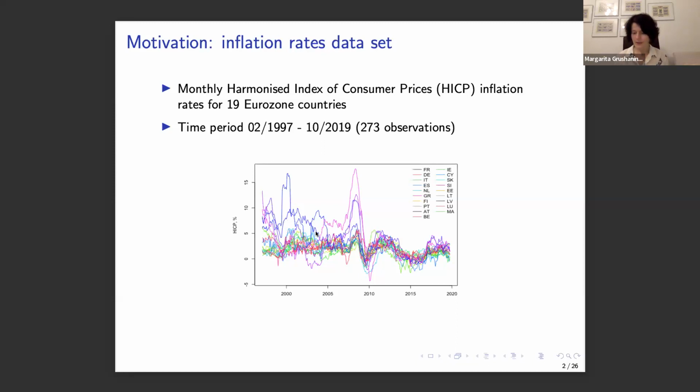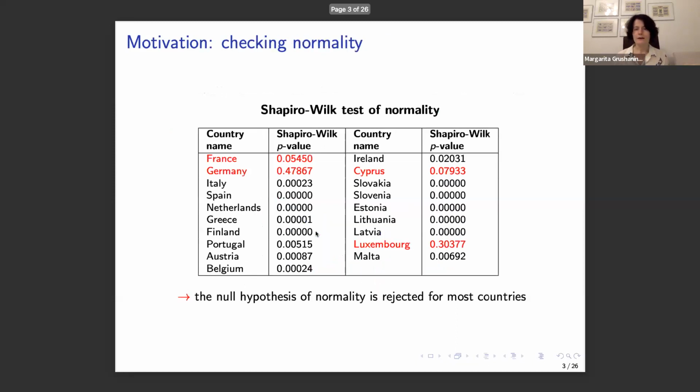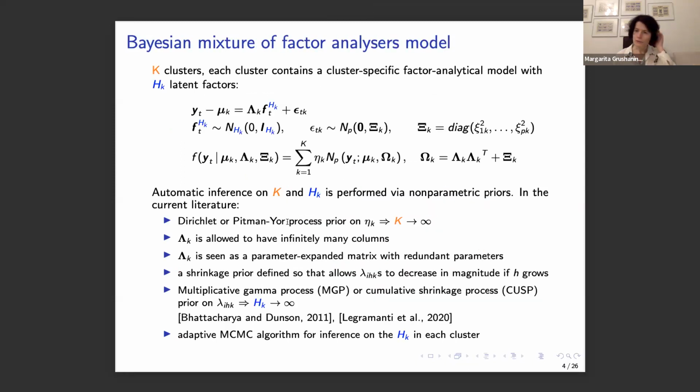If we do any kind of normality test for this data set, we see that most of these inflation rates actually don't follow the Gaussian distribution. So this data set shows quite a bit of non-Gaussianity. So we were thinking what methods to use to analyze this data, and just in general such data.